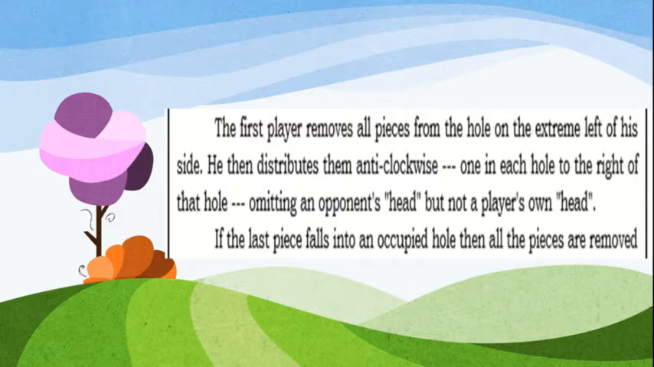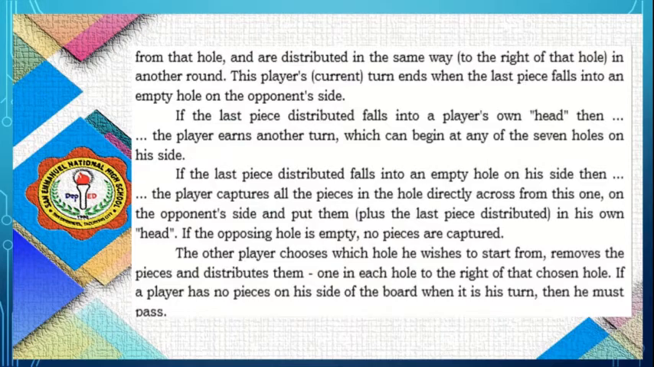If the last piece falls into an occupied hole, then all pieces are removed from that hole and are distributed in the same way to the right of that hole in another round. Thus, a player's current turn ends when the last piece falls into an empty hole on the opponent's side. If the last piece distributed falls into a player's own head, then the player earns another turn, which can begin at any of the 7 holes on his side.